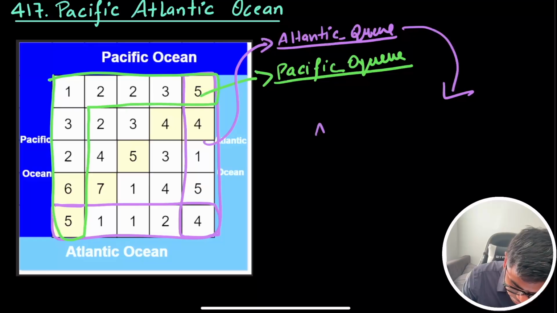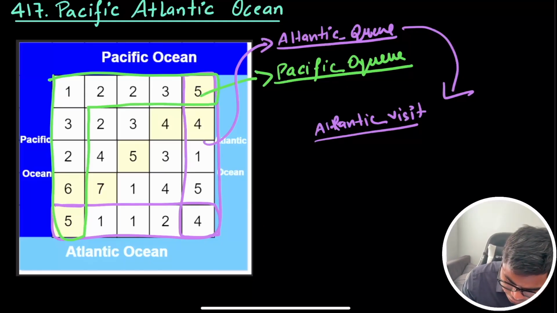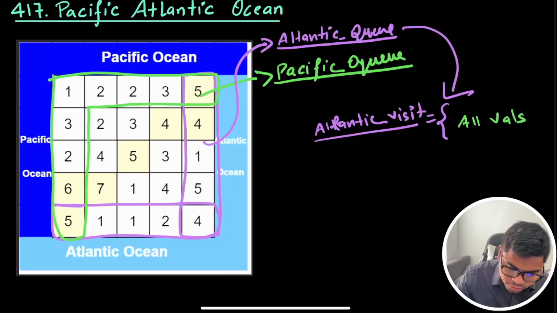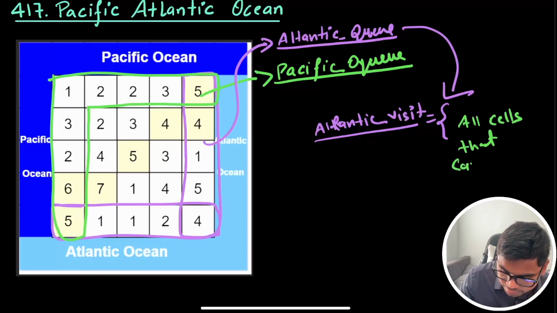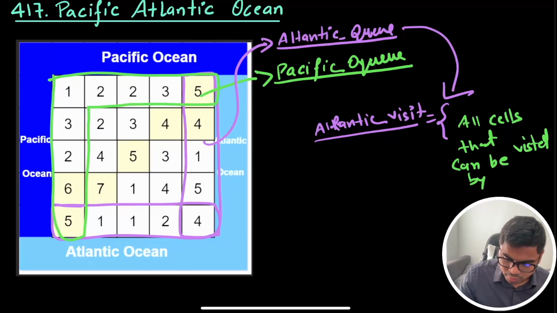Let's say Atlantic visit, that's the set, and this is going to have all cells that can be visited by Atlantic Ocean. Let's just write it like this, right?